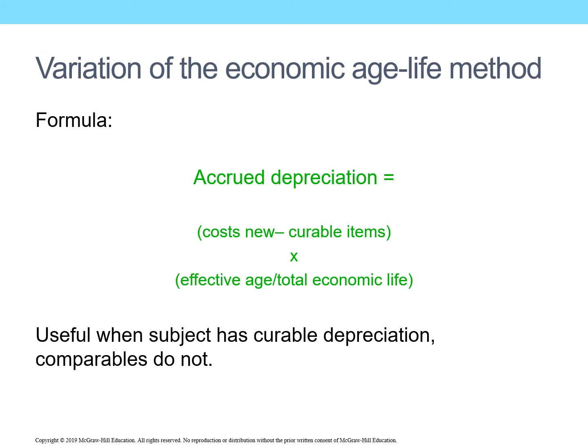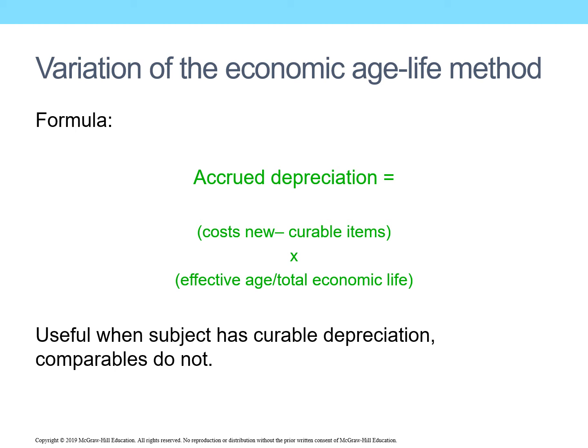We know that there's a variation of this method where at least we could set aside the curable items of depreciation, and anything that is a curable item would be something that would be easily remedied and the costs of which would at least add that much value once they would be repaired, would at least add that much value to the overall property.